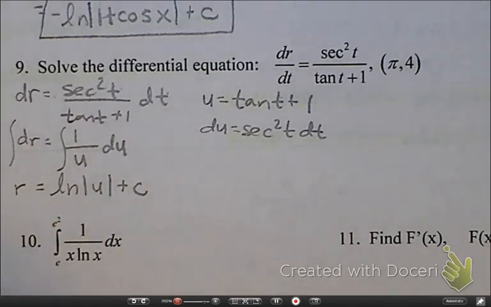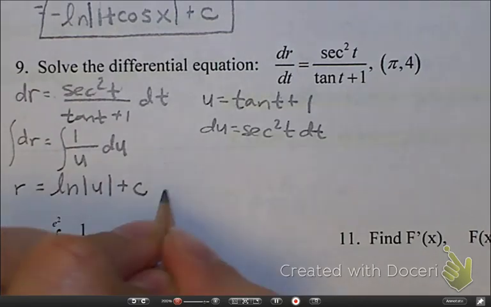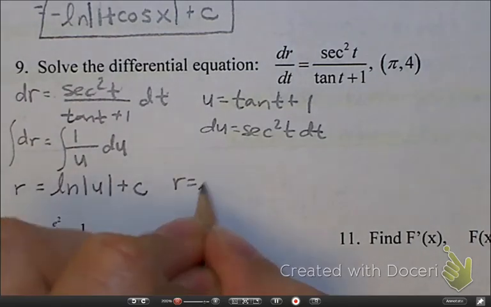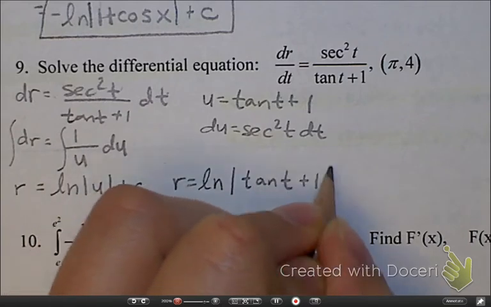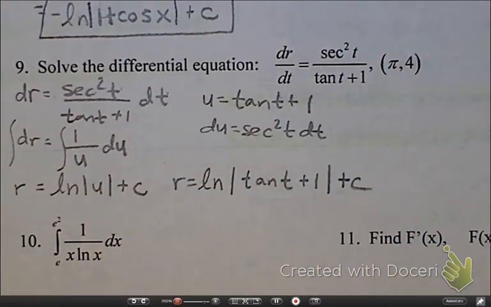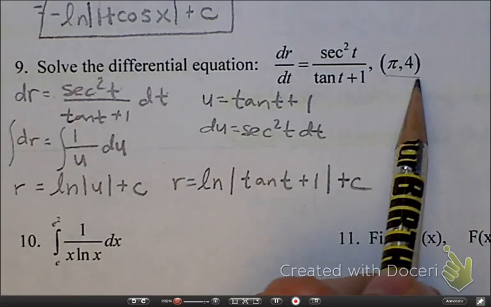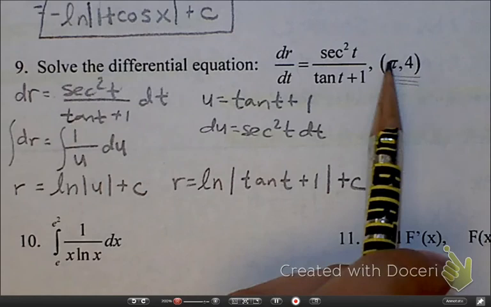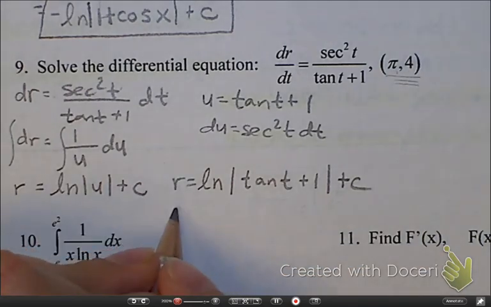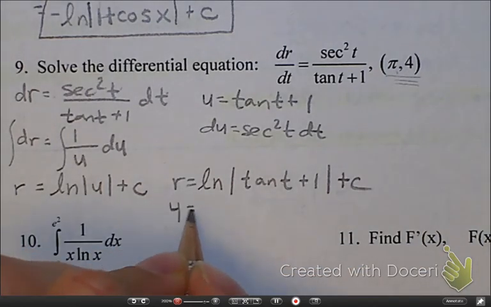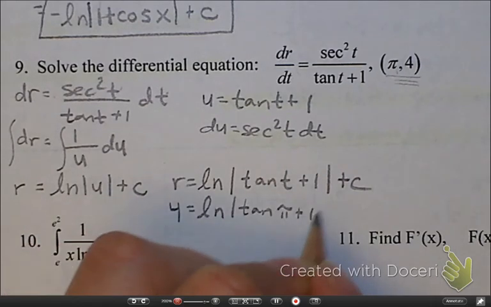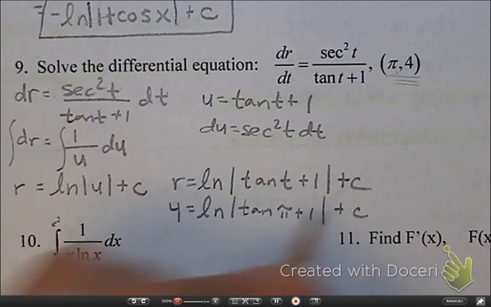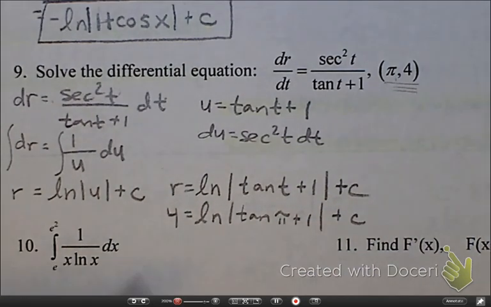And if I plug my u back in, I get that r is equal to ln of the absolute value of tangent t plus 1 plus c. And they want me to solve it at this specific point, pi comma 4. So I'm going to plug in pi for t and 4 for r. So if I let r equal 4, that means 4 equals ln of the absolute value of tangent of pi plus 1, plus c, and my c is what I'm solving for in this case.